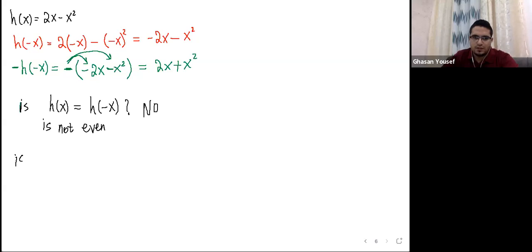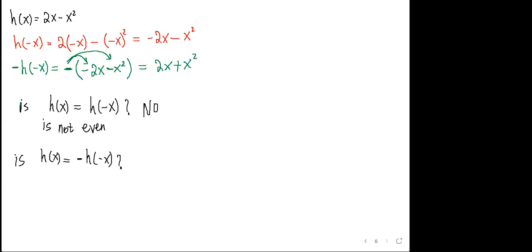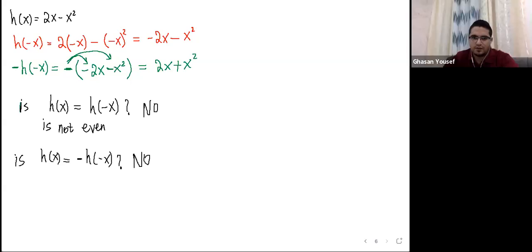Now the second question, is h of x, the first function, equal to minus h of minus x? Is this one yes or no? No, exactly. So he will have 2x minus x squared. He will have 2x plus, see the plus? This is different, plus x squared. So no, it is not odd.